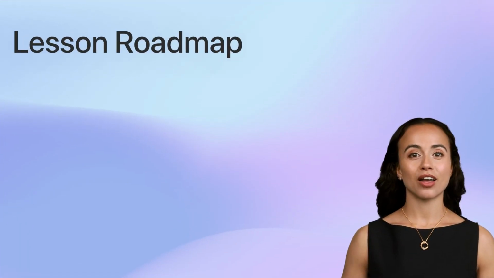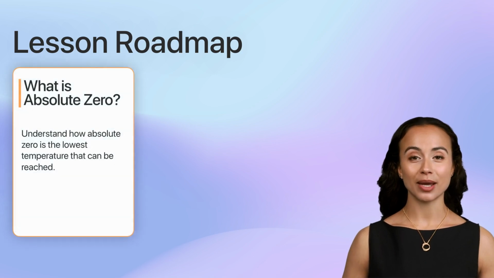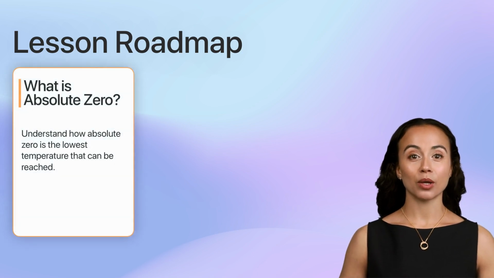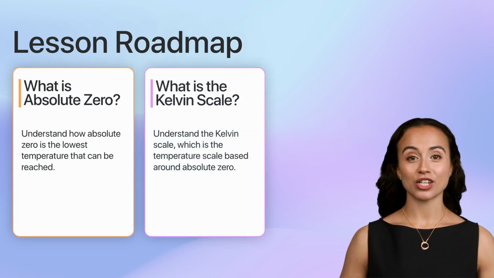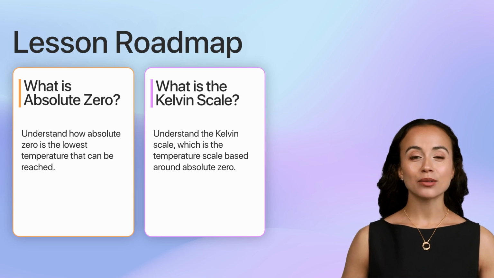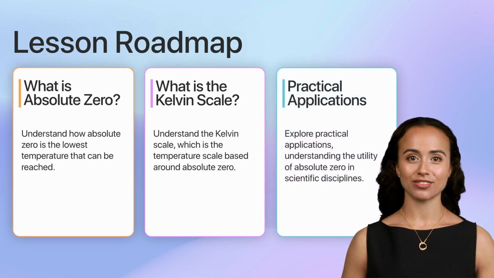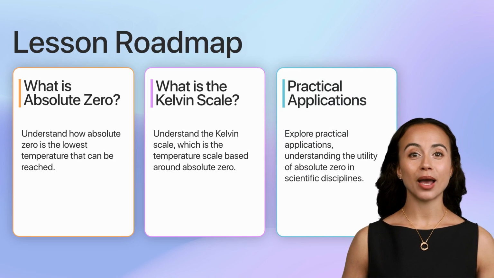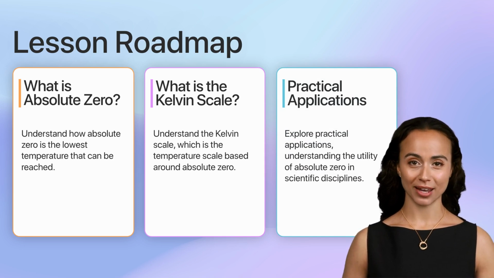Today we will cover how absolute zero is the lowest temperature that can be reached. We will understand the Kelvin scale, which is the temperature scale based around absolute zero. Finally, we will explore practical applications, understanding the utility of absolute zero in scientific disciplines.